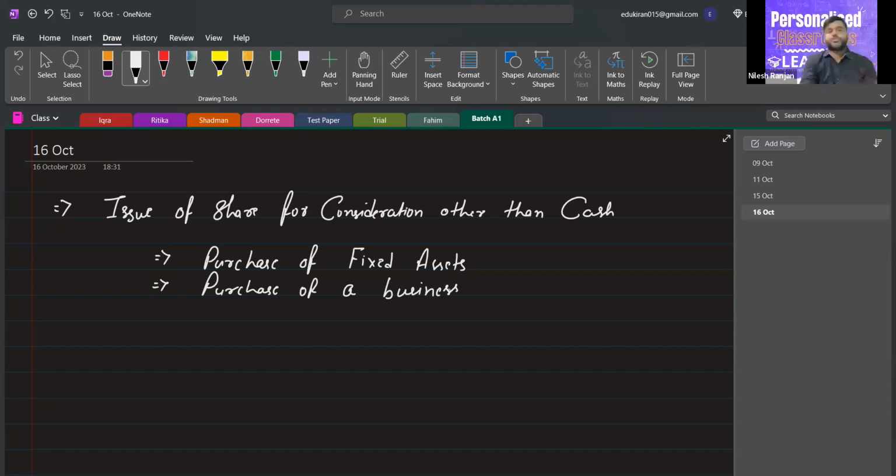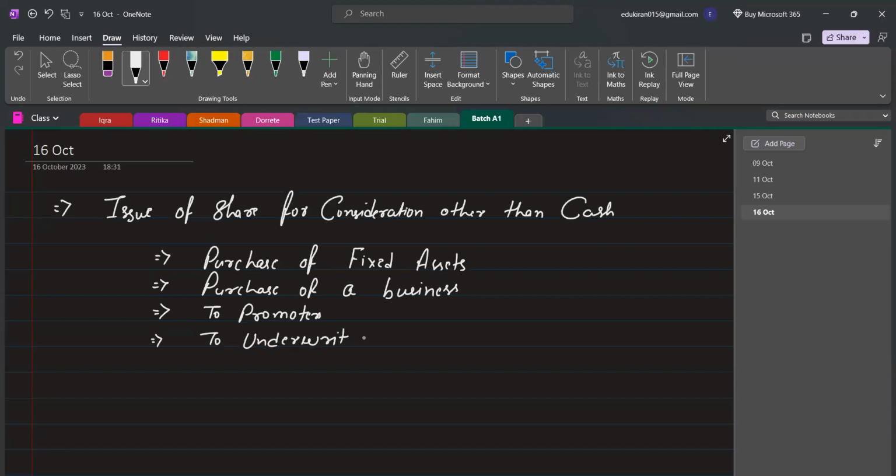Now, the third option we have. Actually, the first two are things we have bought, purchased. Sometimes we receive a service from someone, and in return, we give them our company's share. Services like we issue our share to promoters, and we issue our share to underwriters. Do you know these two words?